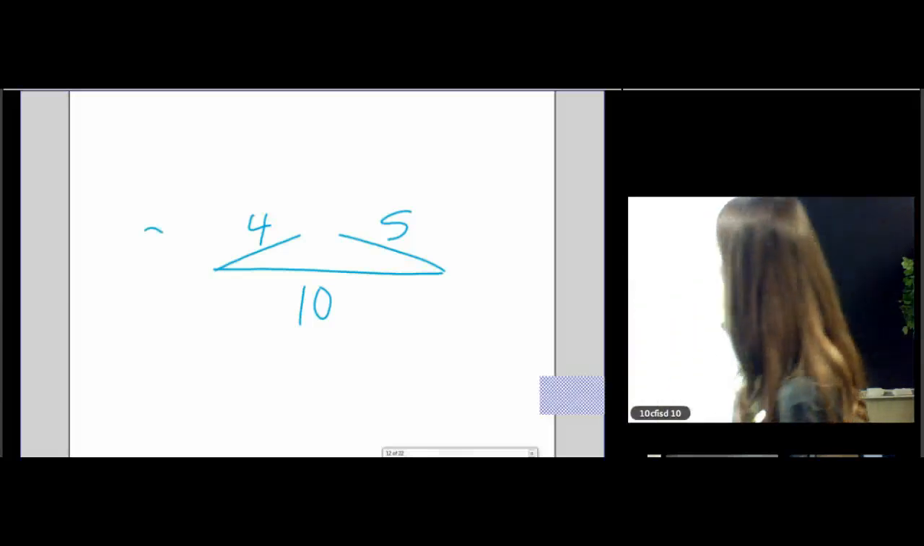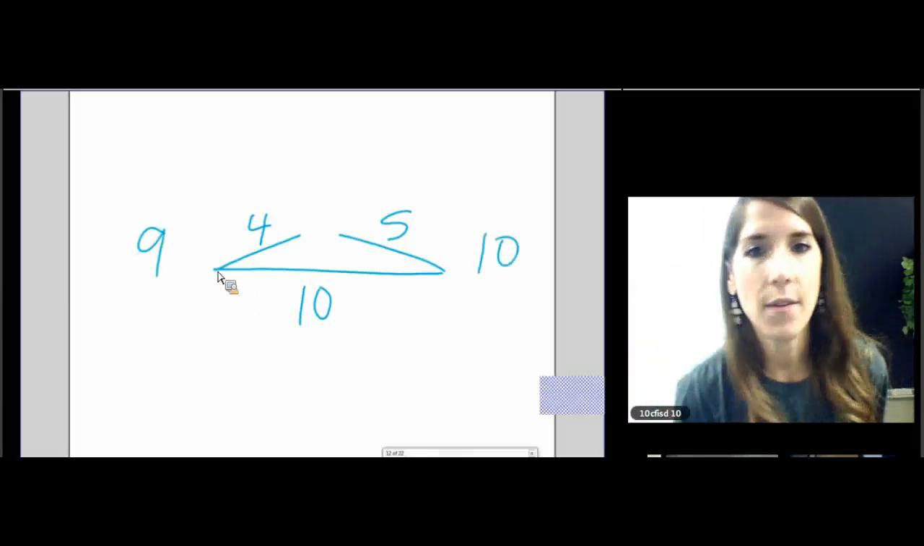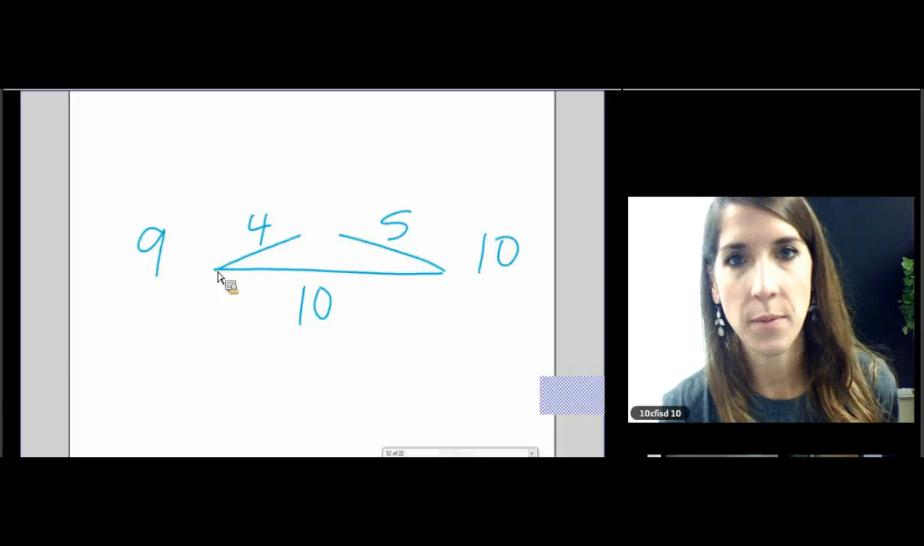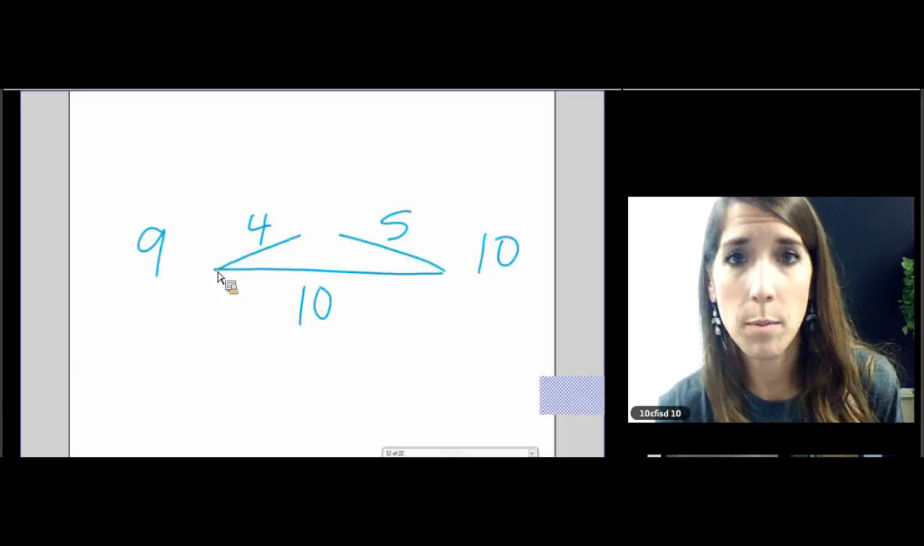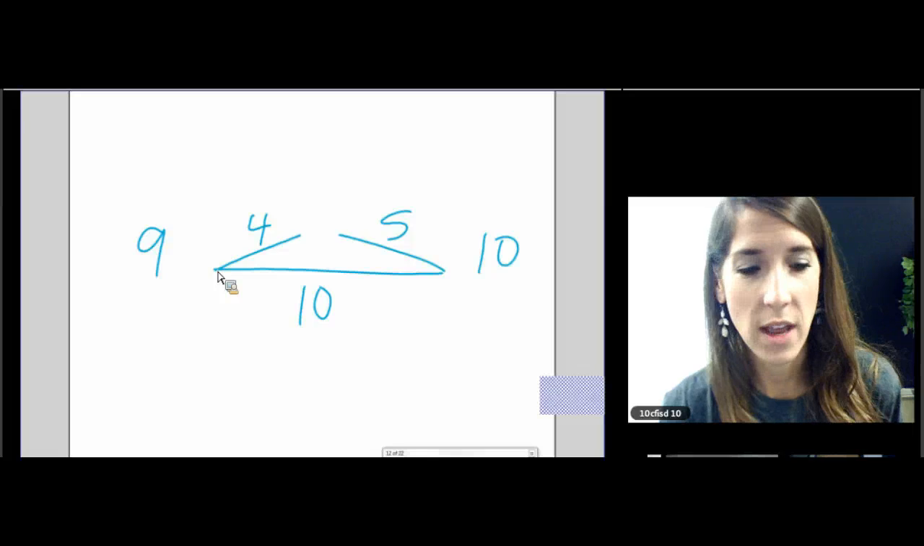So what's our conclusion about the sides of a triangle? What would our conclusion be? In order to make a triangle, blank. Fill in the blank.